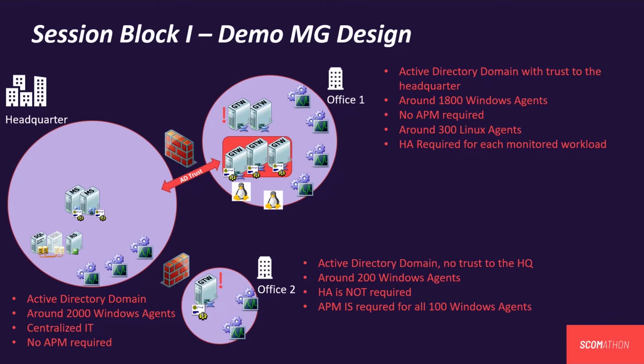I cannot actually use the same management servers in the central location for those 2 gateways because they're also already pretty loaded. So for those 2 gateways and for those Windows agents in the Office 1 location, I have planned for additional 2 management servers. And we have already mentioned we require high availability, so we have 2 management servers which will talk to those gateways. And of course, the same principle applies for the gateways which are covering the Linux servers.